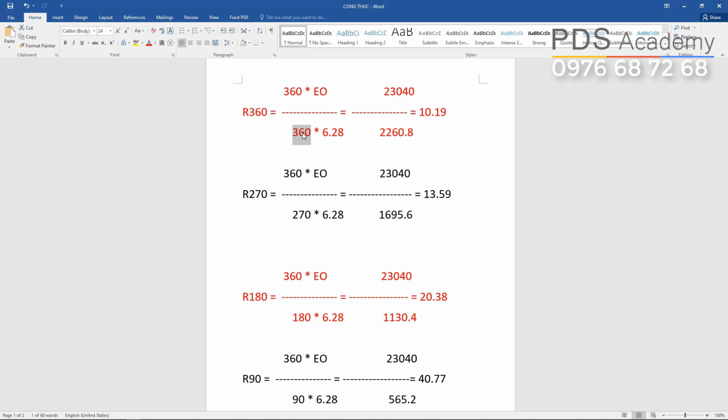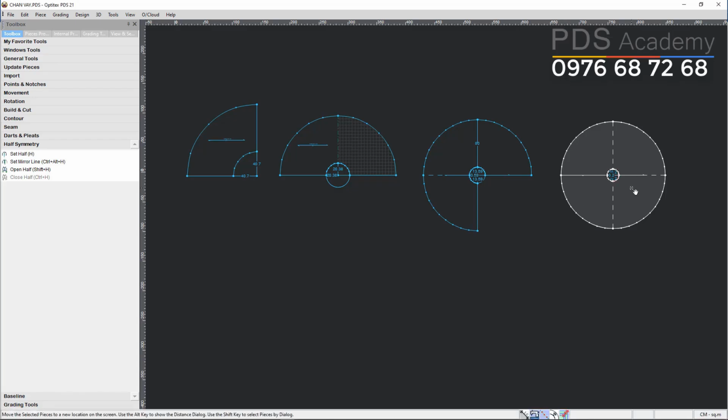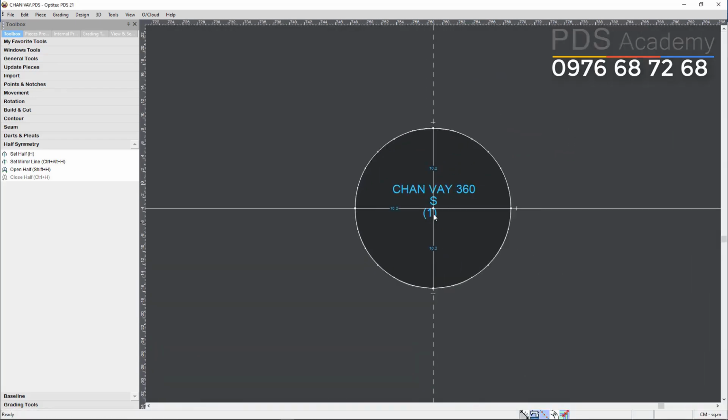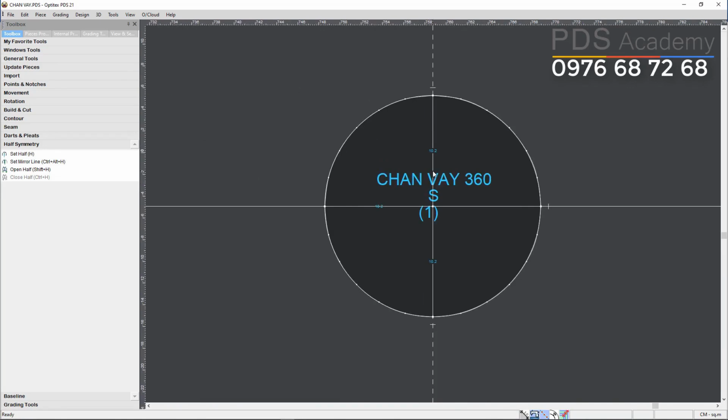So I used 360, okay? For a full circle skirt times 6.28 equals 2,260.8. Divide the top by the bottom to get 10.19. That's your exact radius. Here, I'll open it up to exactly this radius. 10.19, so I'll round it to 10.2. So when we create this radius and draw a circle around it, this circle will be exactly 64, exactly matching your L measurement. So that's one of my research methods, and it's very scientific.